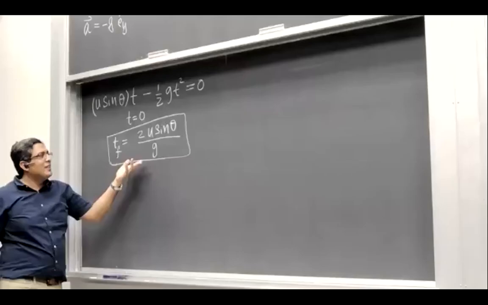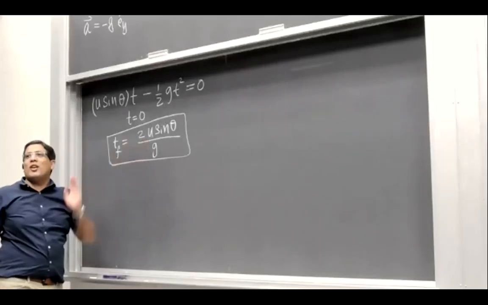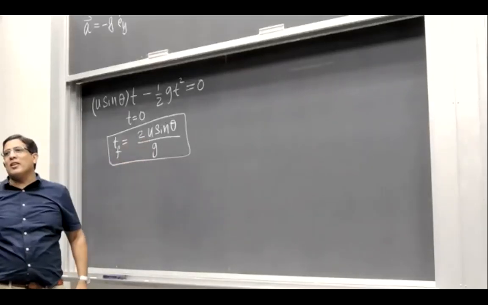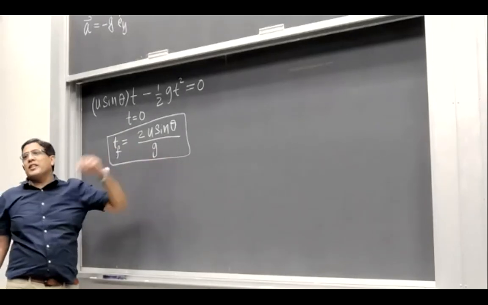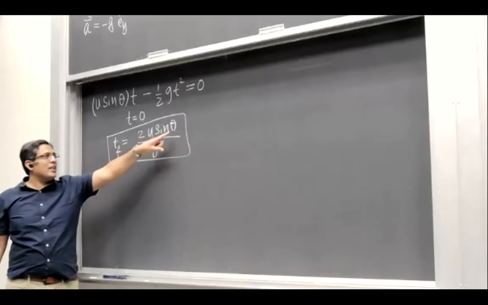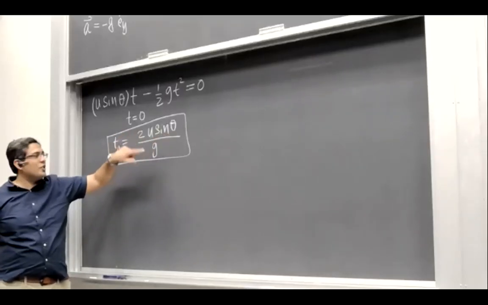It makes sense, right? Time of flight would depend on how hard you kick the football and at what angle you kick it, right? And then to get a numerical value, of course, you need to plug in theta, given whatever situation you have, and the initial velocity, the absolute value of the initial velocity.